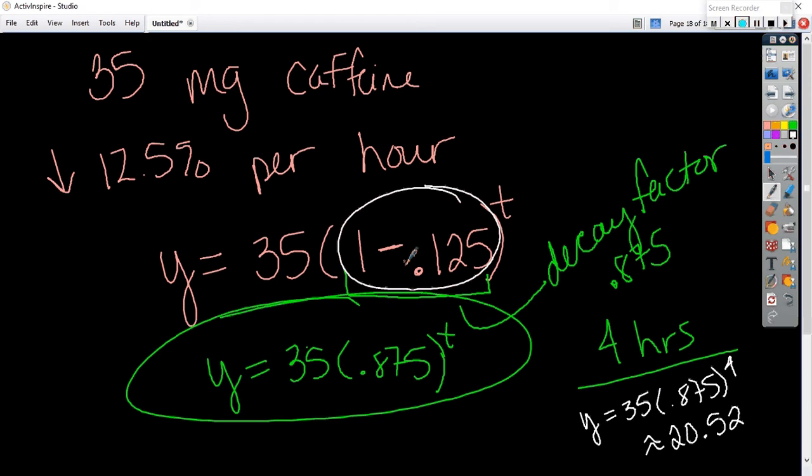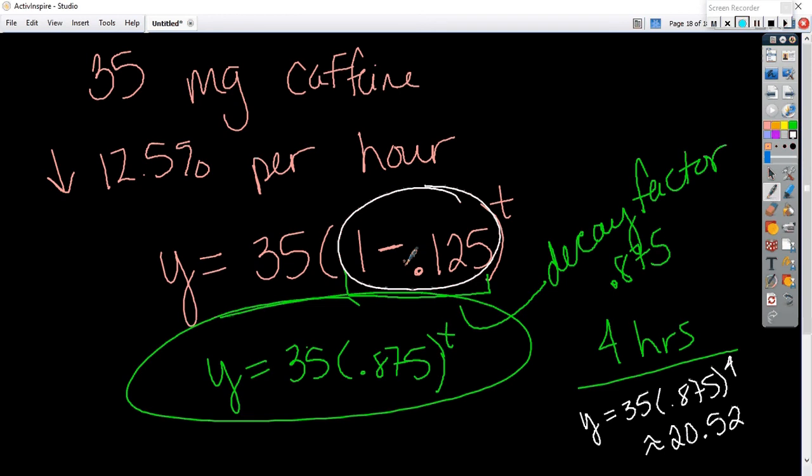Yes, ma'am. So this is saying that 20.52 milligrams of caffeine are left in your body after 4 hours. Left in your body. Is this like actually accurate? I don't know. I drink a lot of green tea.